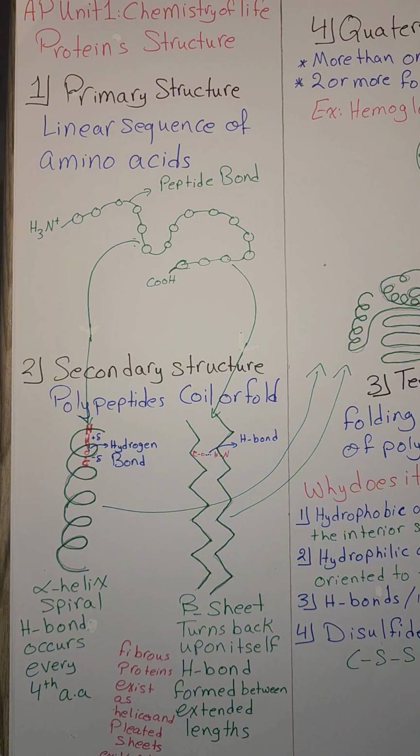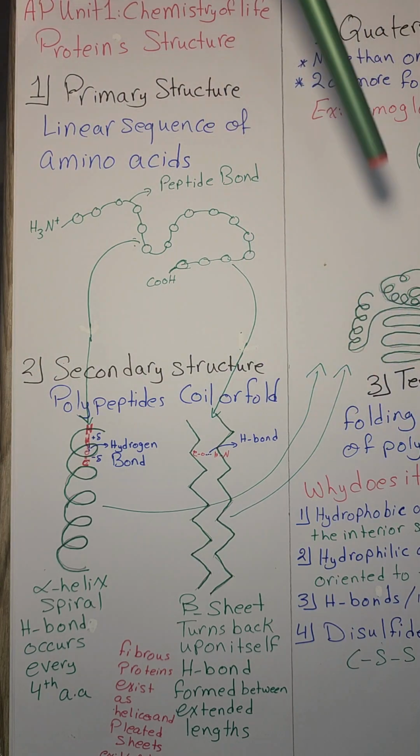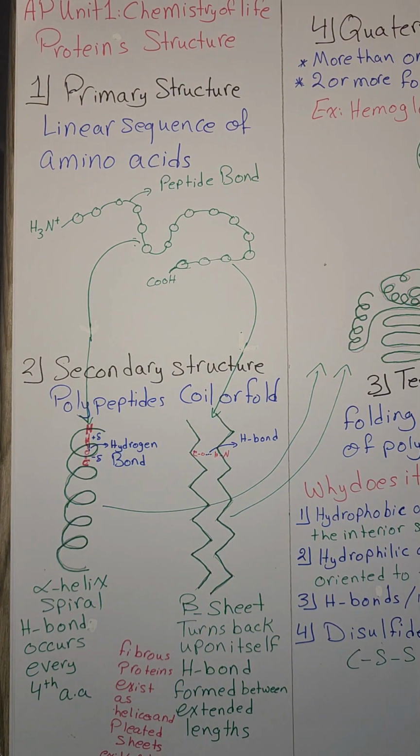But proteins may have up to 4 levels of structural organization. So we can talk about primary protein, secondary protein, tertiary protein, and quaternary protein. Let's start discussing the primary protein. Primary protein is simply a linear sequence of amino acids joined by peptide bonds.